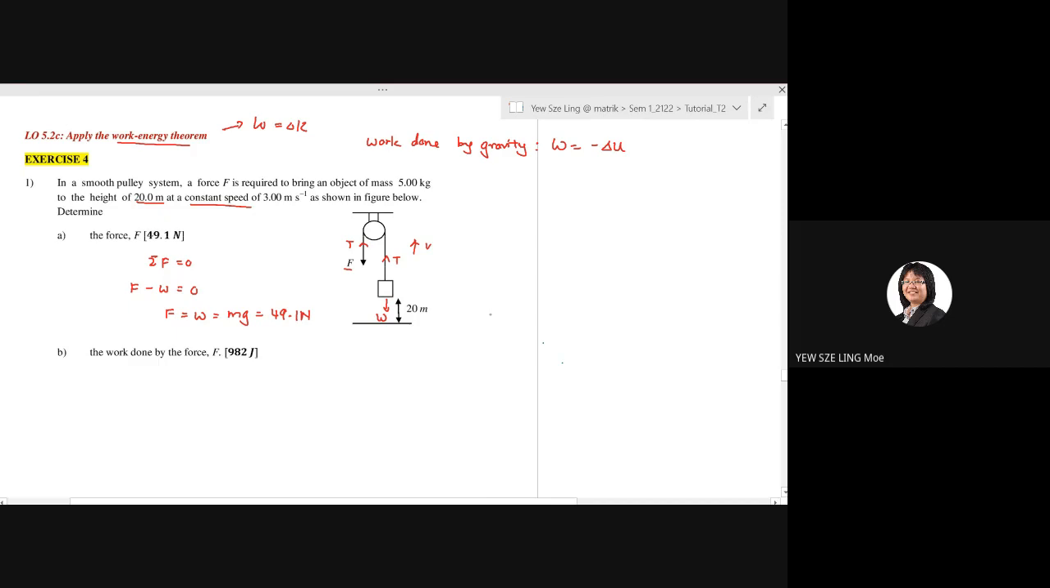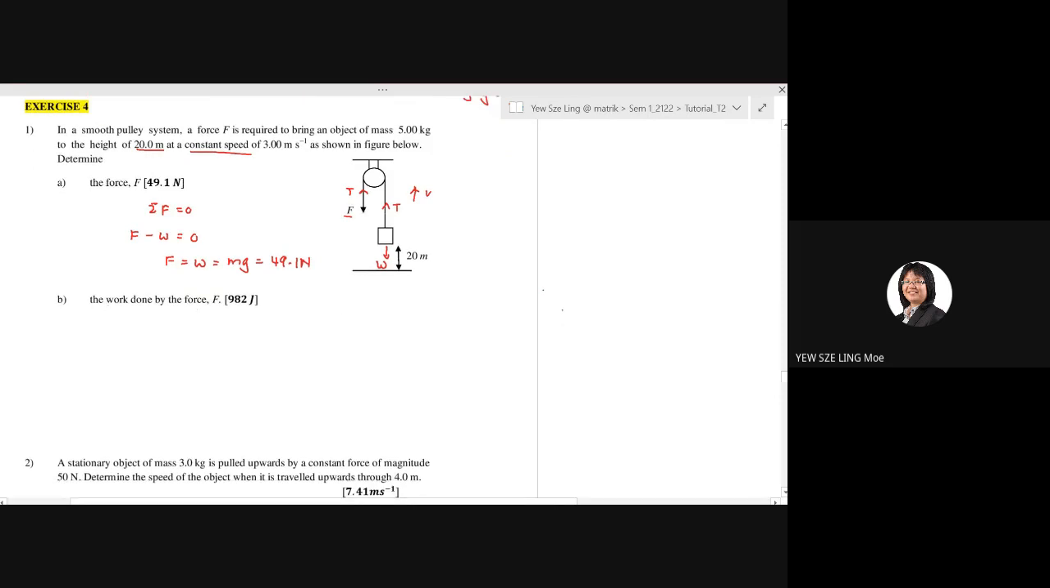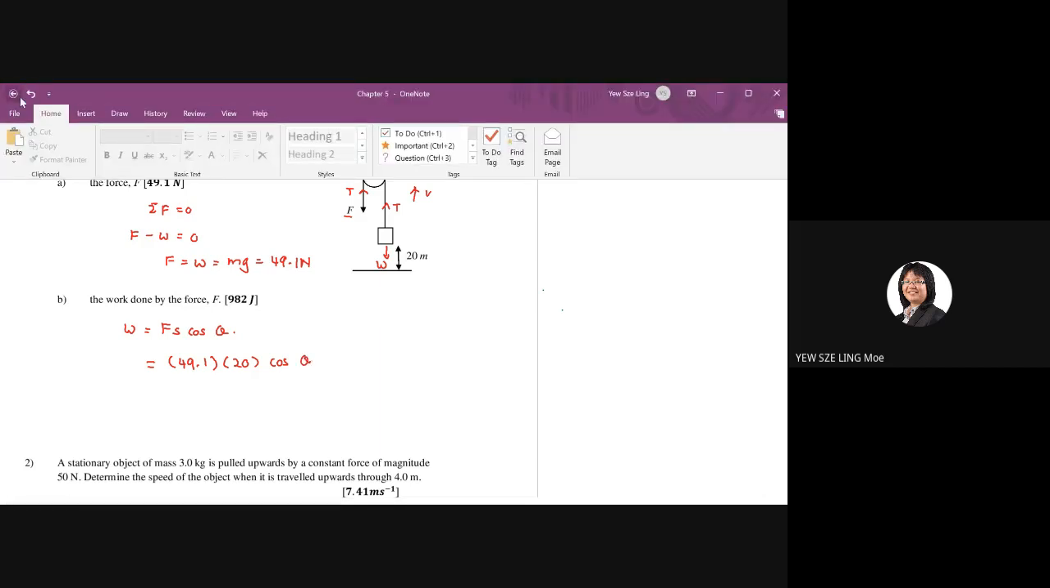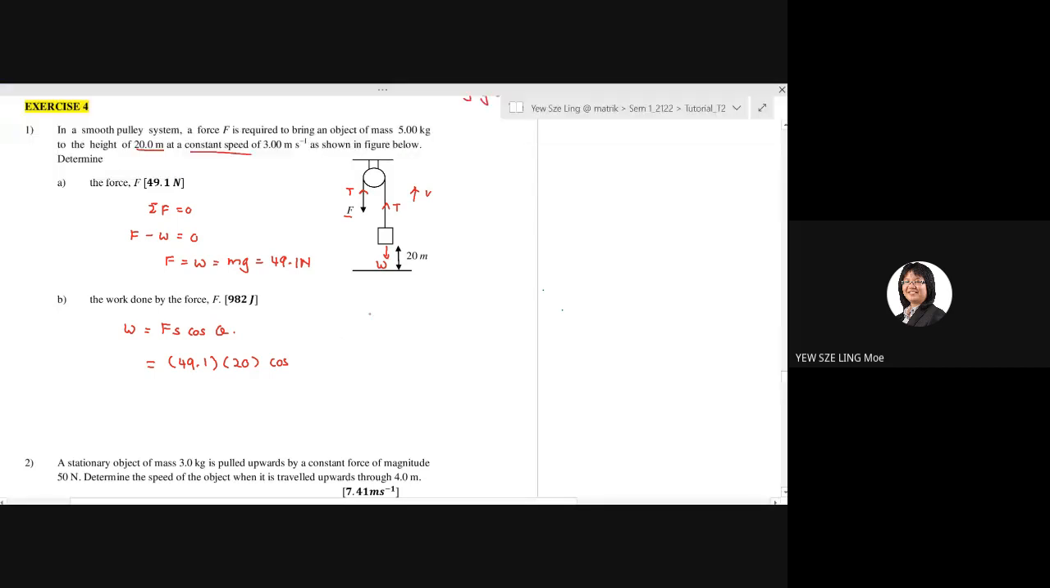The second thing that we're going to look at is the work done by the force. Work done by the force is equivalent to the work done by the tension. If we apply the equation W equals Fs cos theta, we look at what happens in the tension. It's 49.1, and the displacement given is 20 meters, and cos is 0 degrees. It's 0 degrees, not 180, because now you're looking at what happens in the tension. The work done by tension is equal to the work done by this external force.